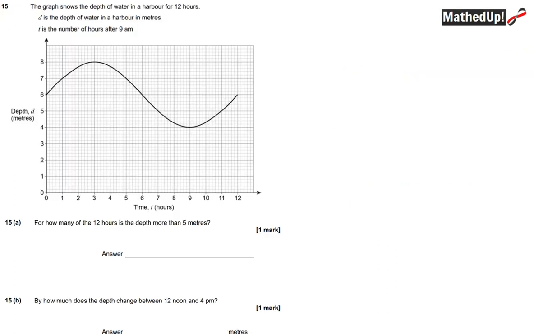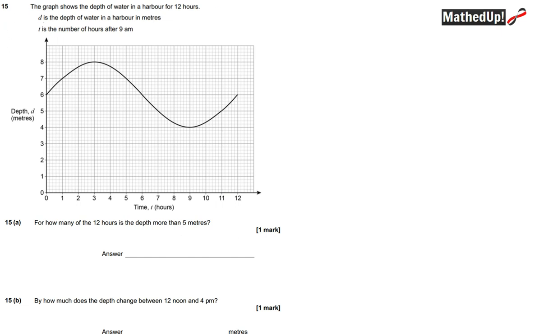Question 15. The graph shows the depth of the water in a harbour for 12 hours. D is the depth of the water in a harbour in meters, and T is the number of hours after 9 AM. For part A, we need to know for how many of the 12 hours is the depth more than 5 meters.